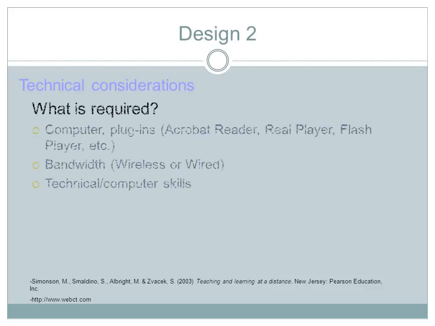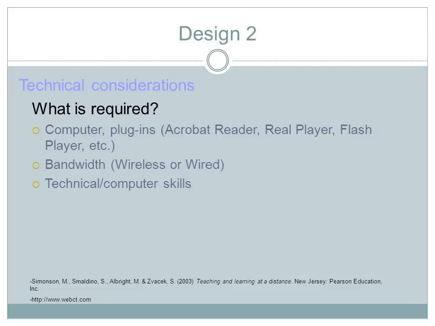Technical considerations, you'll need to think about things like the type of computer system. In this class, as you read through the syllabus, you'll see that you're going to need a computer that's capable of multimedia, both producing some multimedia as well as playing it.